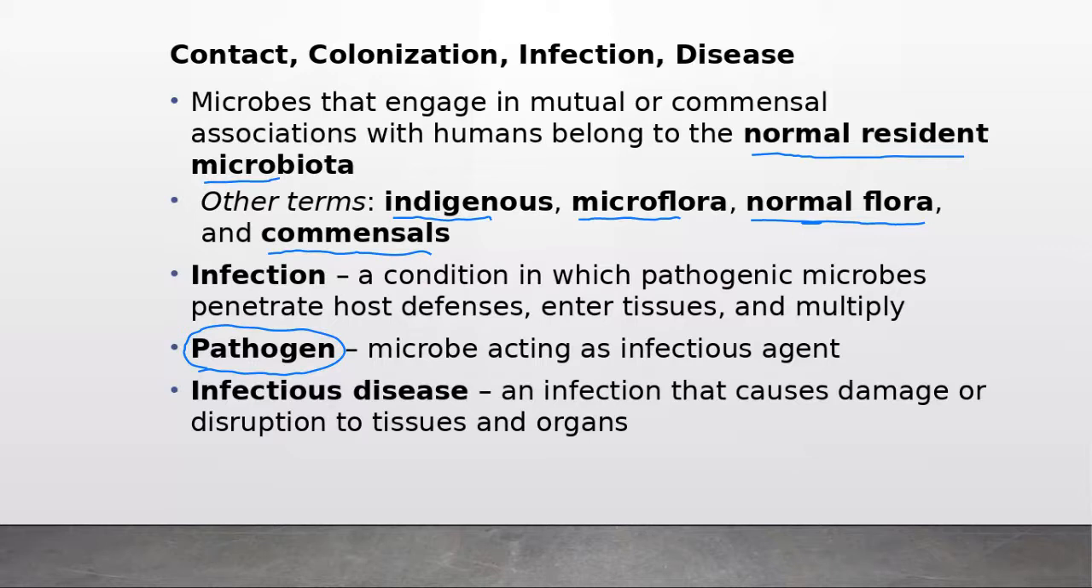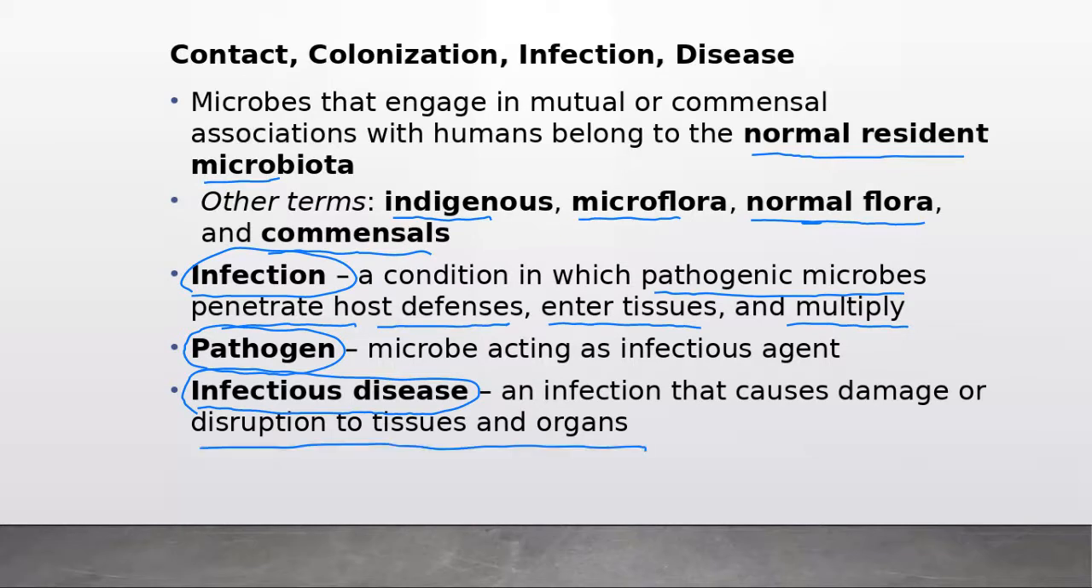So infection is actually the condition in which pathogenic microbes penetrate the host defense, enter the sterile tissue, and then multiply in that tissue or in the organ. And then infectious disease is the disease that is caused by this pathogen. And they can cause disruption to the tissue and the organ. So again, infectious disease is the disease caused by pathogens.